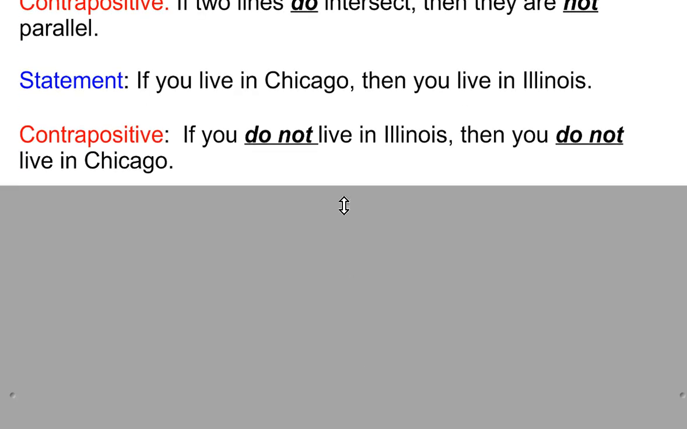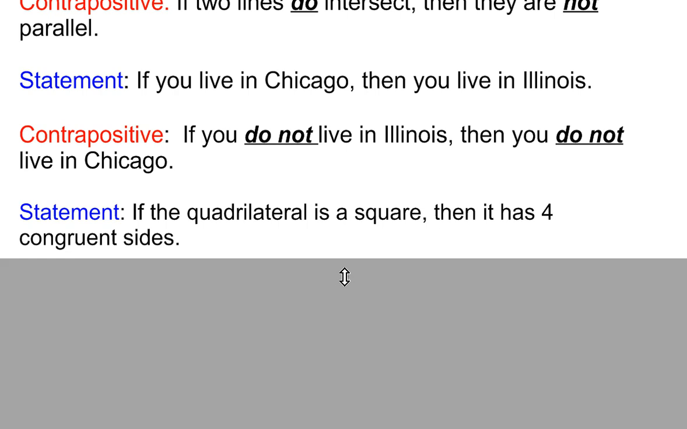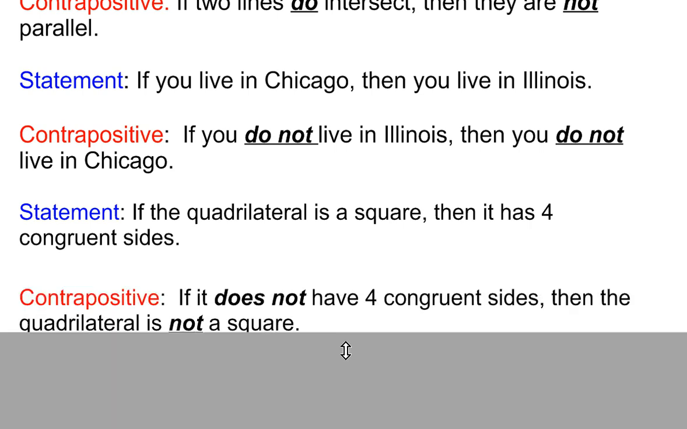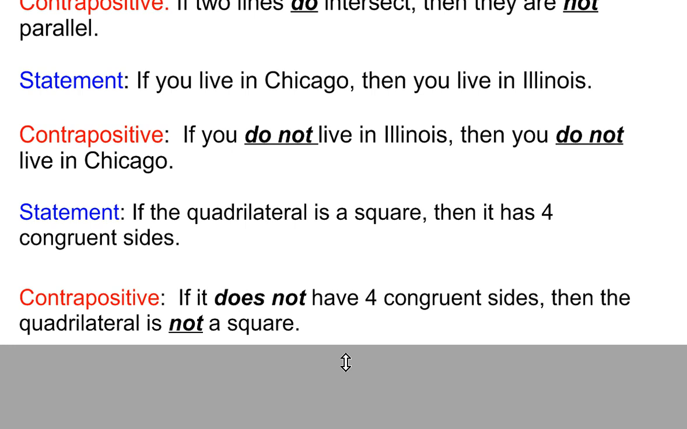Let's take a fourth example. If the quadrilateral is a square, then it has four congruent sides. So we're going to switch the premise and conclusion. If the quadrilateral does not have four congruent sides, then the quadrilateral is not a square.